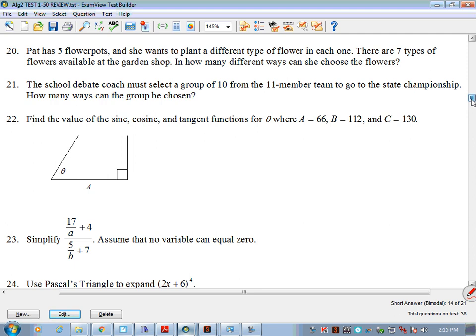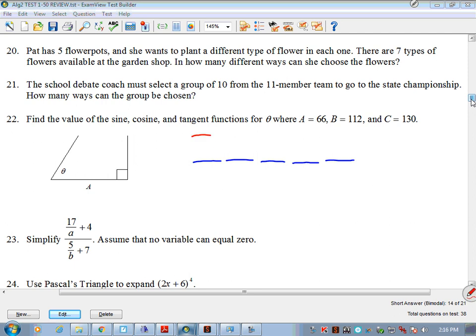Can we solve this? The builder says, yes, we can. She wants to plant a different type of flower in each one. There are 7 different types of flowers available. What we want to do is we know that we only have 1, 2, 3, 4, 5 flower pots. There they are. How many different types of flowers could I plant in flower pot number 1?